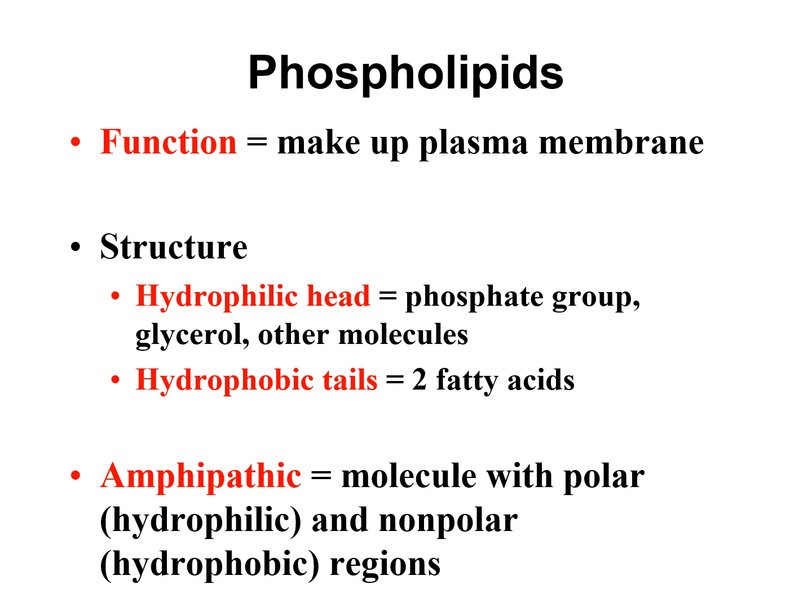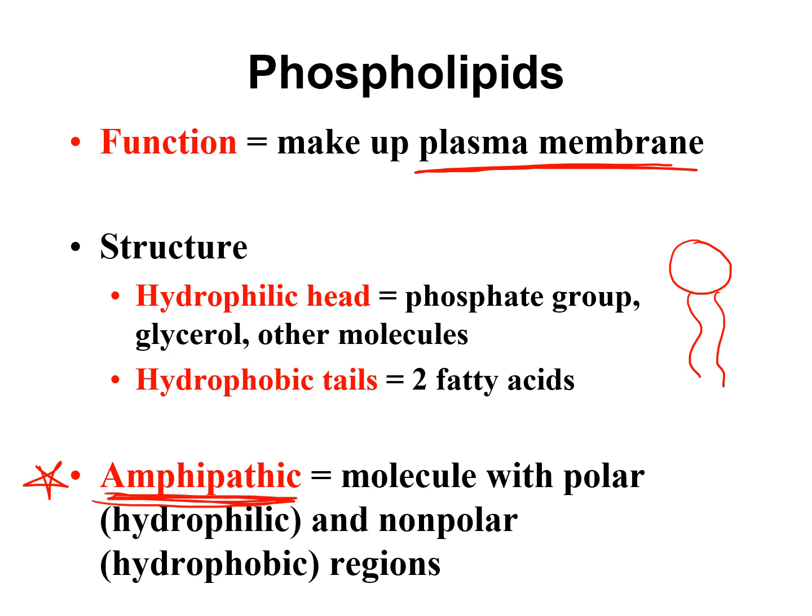Our next lipid is the phospholipid. And remember that they're really important because they make up the plasma membrane. And the structure of the phospholipid, remember that they have a hydrophilic head, and then they've got 2 fatty acid chains hanging off that are hydrophobic. So that makes the phospholipid amphipathic. So that's a great word to know. So remember that the term amphipathic just means that one part of the molecule is hydrophilic and the other part is hydrophobic.